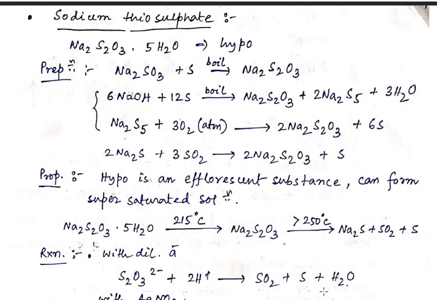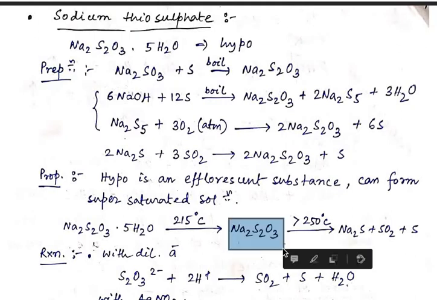Next, hypo, that is Na2S2O3.5H2O, is an efflorescent substance. It can form a supersaturated solution. If I heat the sodium thiosulfate pentahydrate, Na2S2O3.5H2O, at 215 degrees centigrade, then first of all it loses the 5 molecules of water and finally forms Na2S2O3. So at 215 degrees centigrade all the 5 water molecules are lost and finally it forms Na2S2O3.